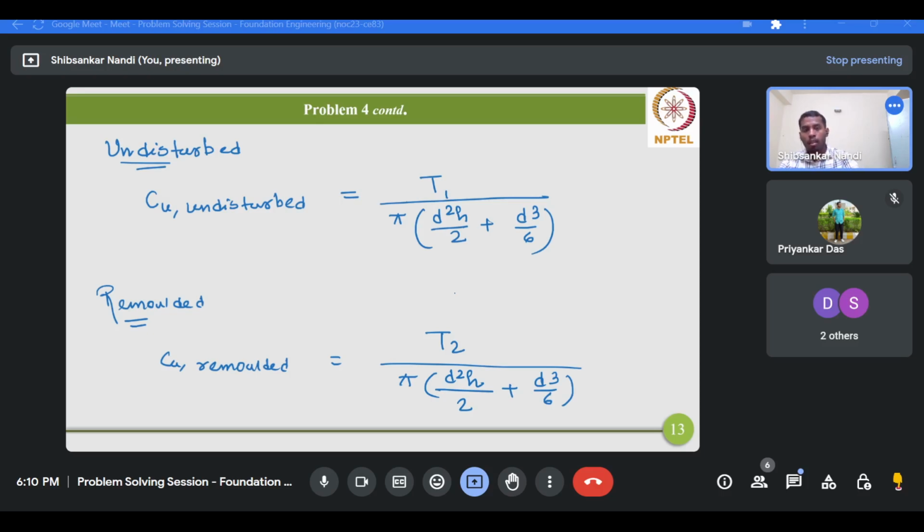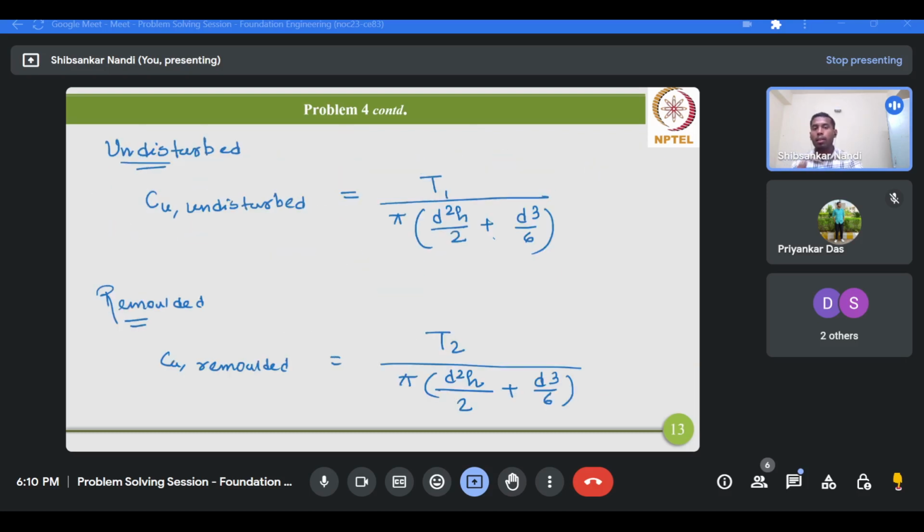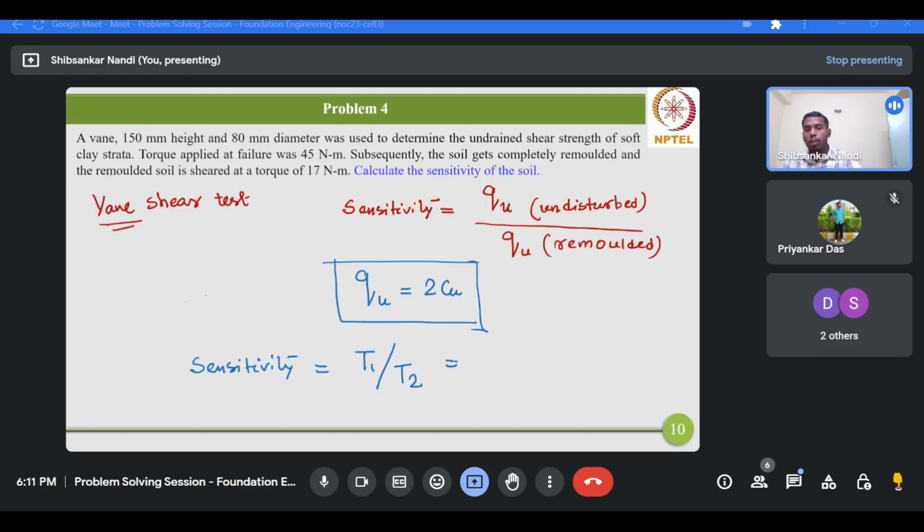So easily you can get the sensitivity value. This sensitivity would simply be torque 1 by torque 2, because this denominator is constant. So this part divided by this part, this denominator in both the cases will cancel out. So the remaining part would be T1 by T2. So therefore 45 by 17. 45 divided by 17 will be 2.65, and this would be the sensitivity.